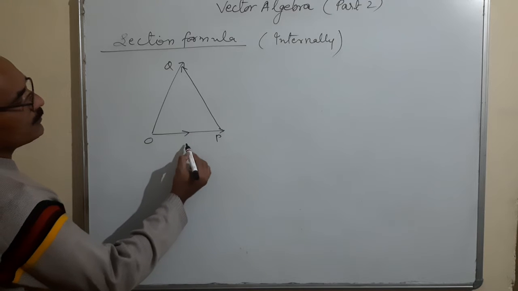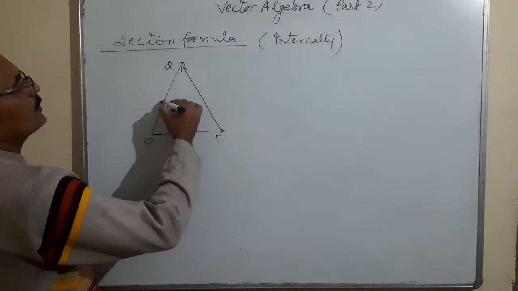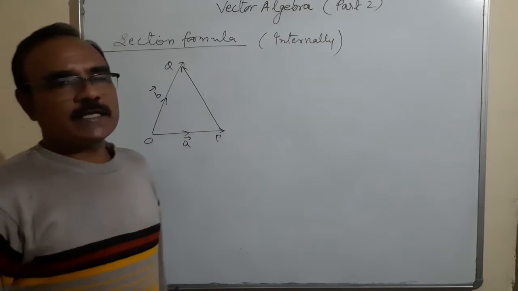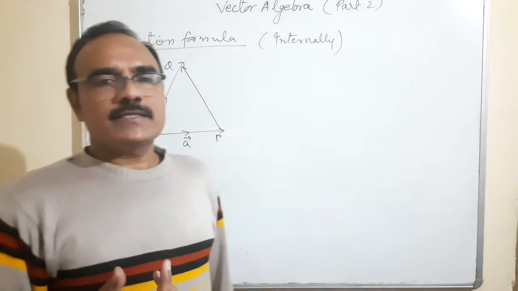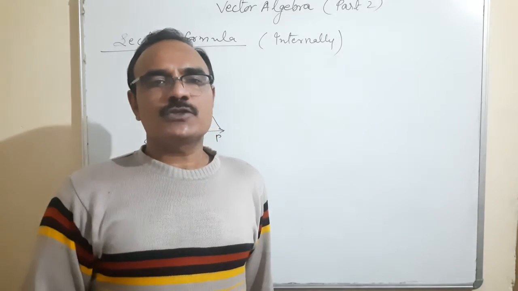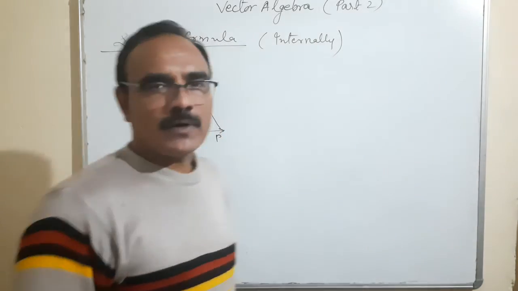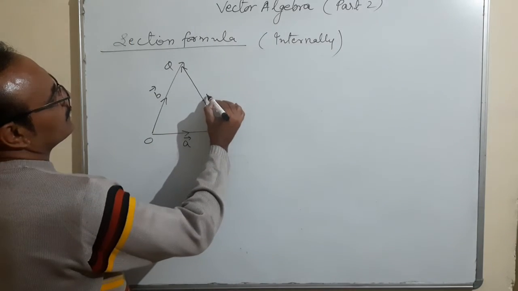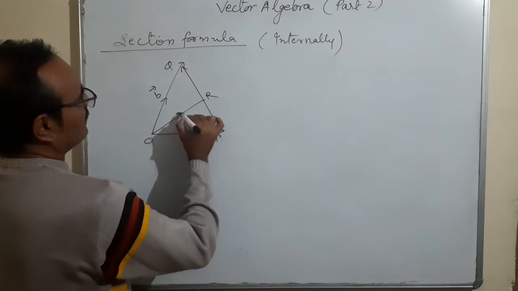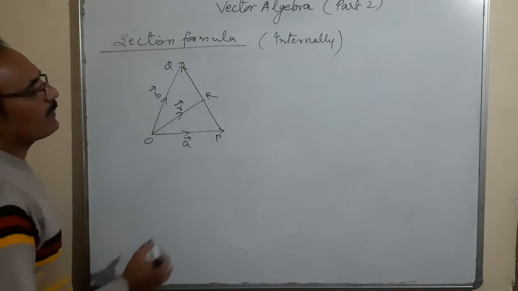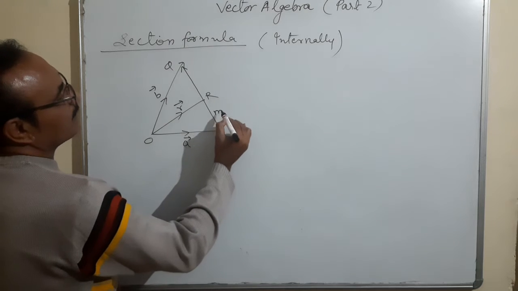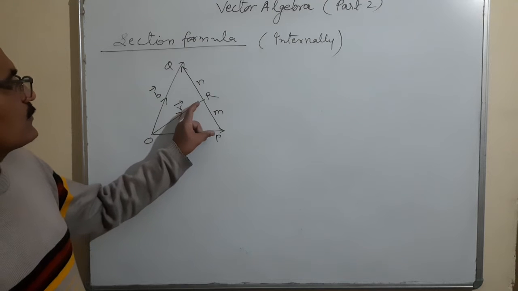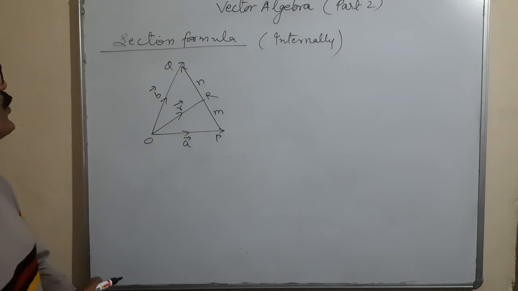Suppose vector OP is vector A and OQ is vector B, and we are taking the section formula. What does it mean? There is a line segment, and a point dividing the line joining these 2 points in a ratio m to n. The point is R, with vector R. P to R is m, and R to Q is n. These are the scalar distances.